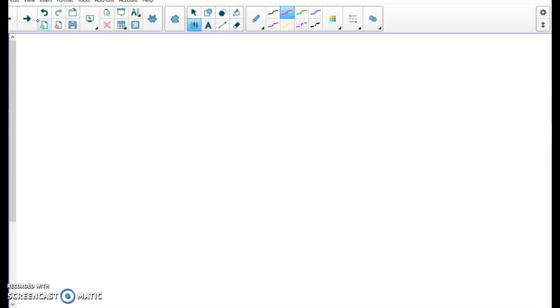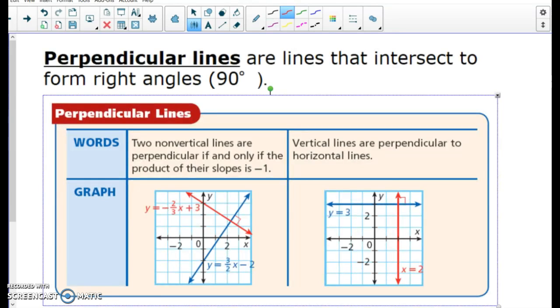Let's look at page 295. It says the definition for perpendicular lines. The definition is as follows. Perpendicular lines are lines that intersect to form a right angle. So if you look in the room, the corner of the room where the 2 walls meet, that's 90 degrees. The ceiling with the wall, that's 90 degrees.